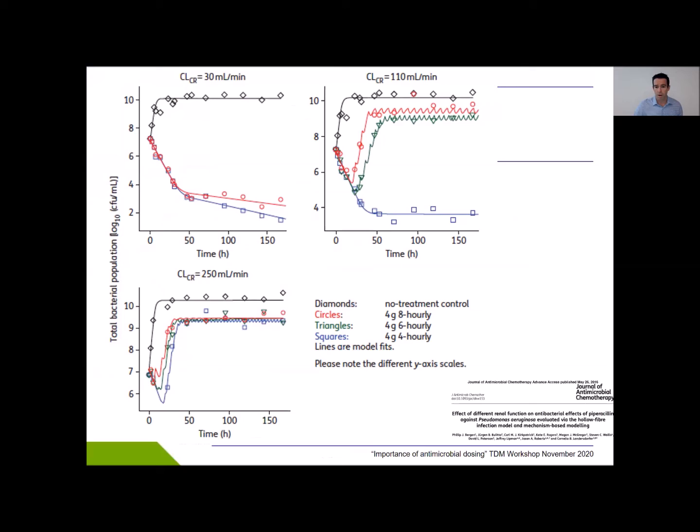Now I'll walk you through this graphic in a little bit of detail to make it clear. So on the y-axis of each of these 3 graphics is log10 CFU. That's essentially bacterial concentration.